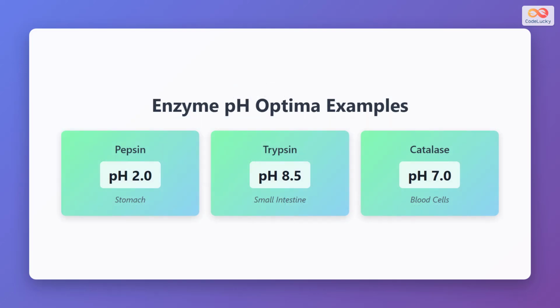Different enzymes have evolved to work at different pH levels depending on their cellular location. Pepsin, which digests proteins in the stomach, has an optimal pH of 2.0, perfectly suited for the highly acidic stomach environment. Trypsin, which works in the small intestine, functions best at pH 8.5, matching the alkaline conditions there. Catalase, found in blood cells, operates optimally at neutral pH 7.0. These examples show how enzymes are specifically adapted to their environmental conditions.